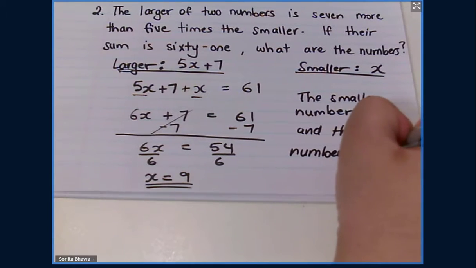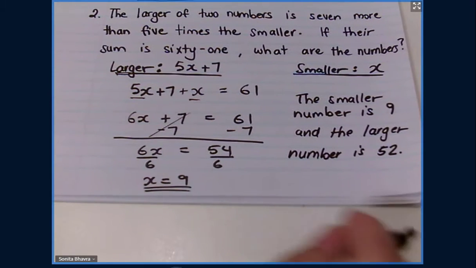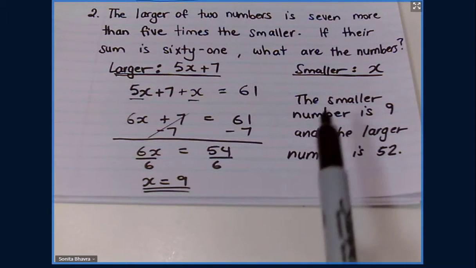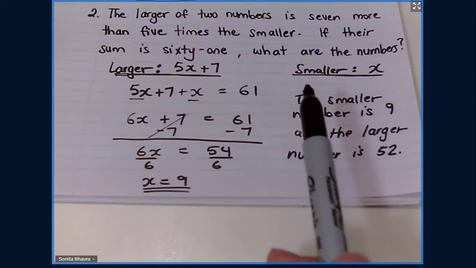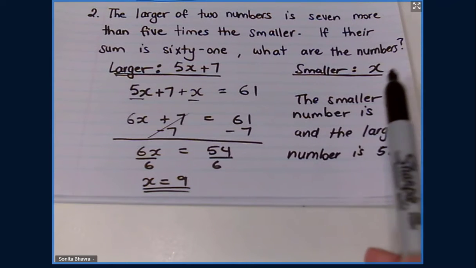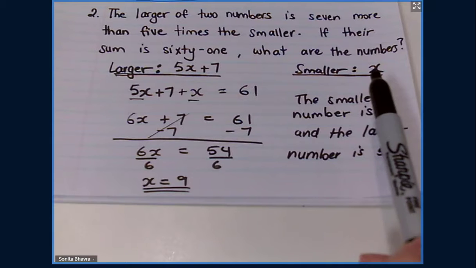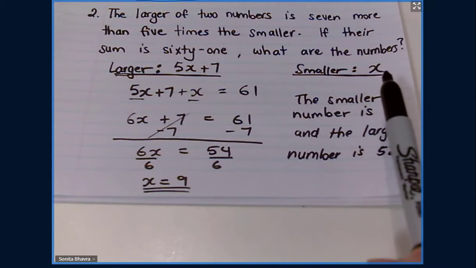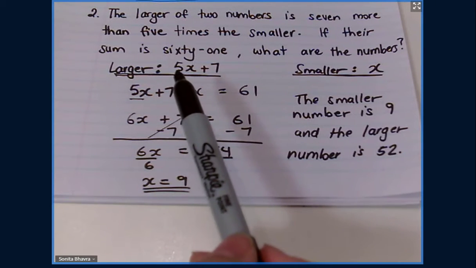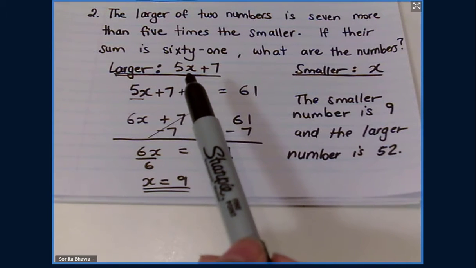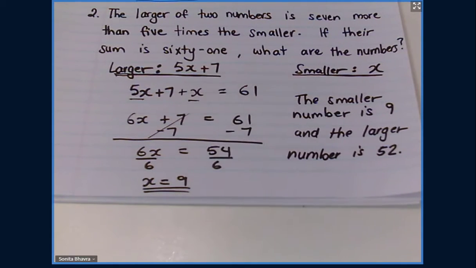All right, so when answering a question like this, you always have to go back to your original variables that you set. In this case, x was equal to 9, so therefore the smaller number, which is just x, was equal to 9, but the larger number was 5x plus 7. So you have to multiply 5 times 9 and then add the 7 to give the 52.